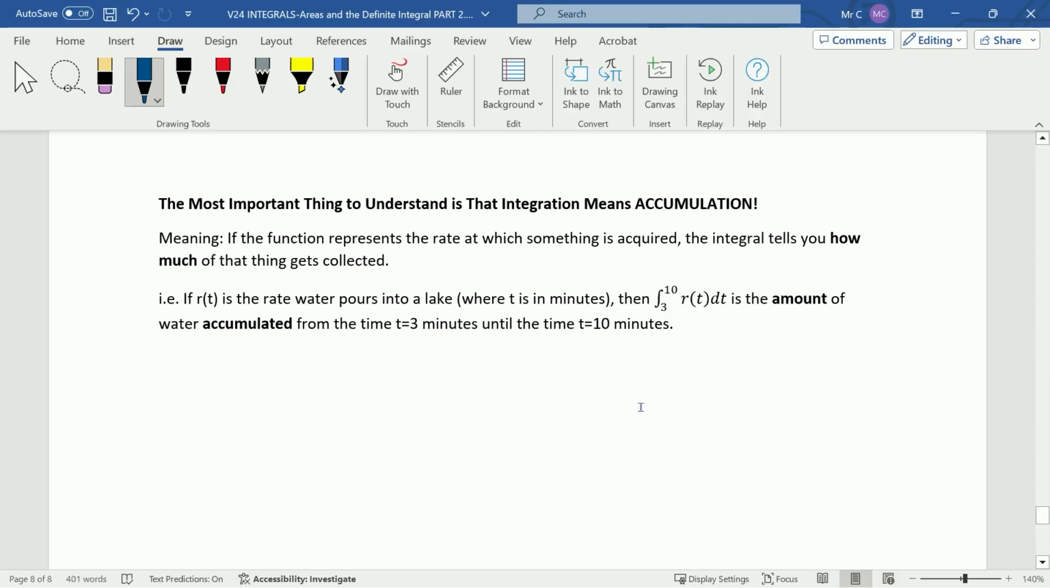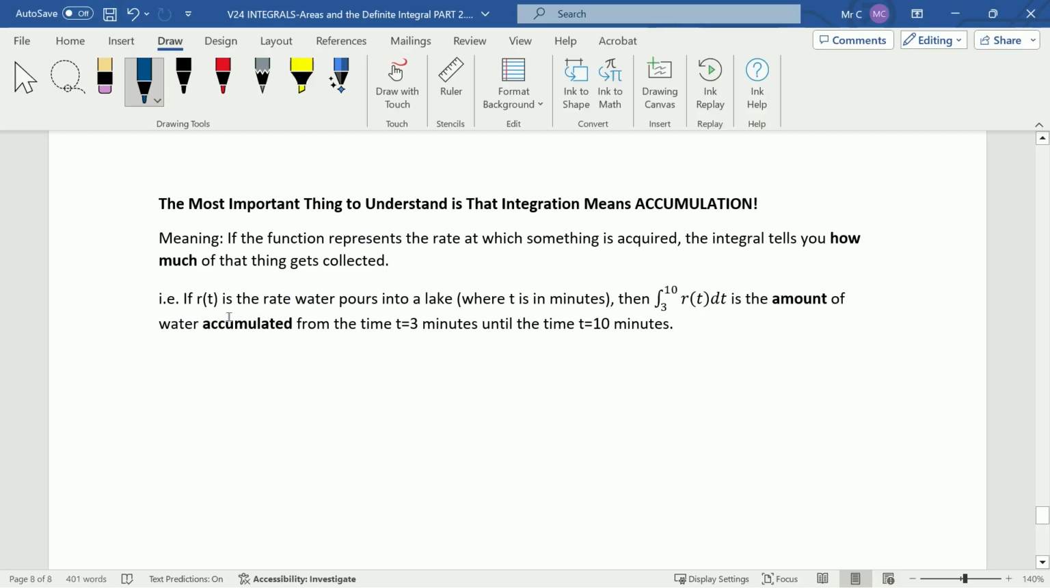So I've mentioned this earlier, but I just want to reinforce it as we wrap up this section. The most important thing to understand is that integration means accumulation. We've taken a very deep dive into how to look at areas under curves, how to take these limits of Riemann sums and apply all of these properties, and it's a lot of material. But the main thing is to understand, why do we care about integration? It's because integration means accumulation. Meaning if the function represents the rate at which something is being acquired, the integral is telling you how much of that thing gets collected.